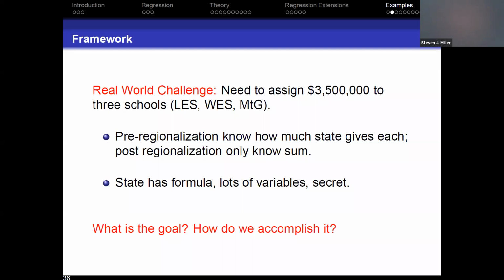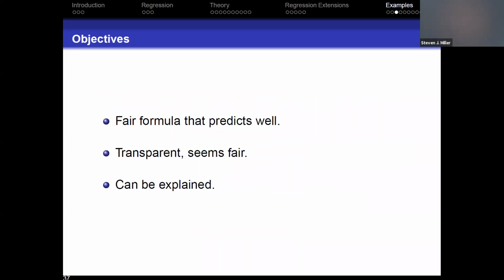The state has a formula, it has lots of variables, they keep it secret. But we can observe the values of the variables, and we can observe the amount of state aid that went to the 2 towns, that went to the 2 elementary schools and to the middle high school. And we can use this to sniff out an approximation to the formula. So this is a great example of the power of regression. So ideally, we would love a fair formula that does a great job predicting.